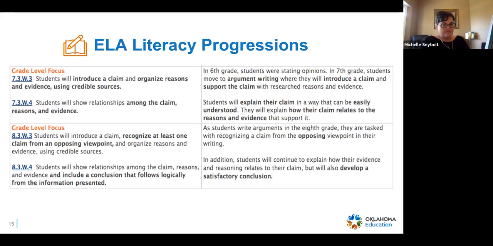The 8th grade teacher can look at that specific objective and see that as students write arguments in 8th grade, they're asked to recognize a claim from the opposing viewpoint in their writing, which is what is different from 7th grade. It's always helpful to know what the students are coming to you knowing, and then for 7th grade teachers to look ahead to see what 8th grade students would be doing. It's also really important to make sure that for our students that are identified in the ATSI subgroups, teachers know where they are, what they should be doing, and where they're going. This is an excellent resource for that.